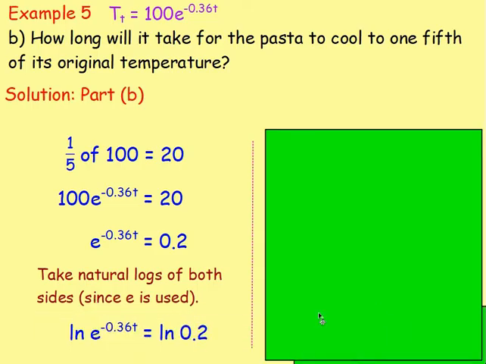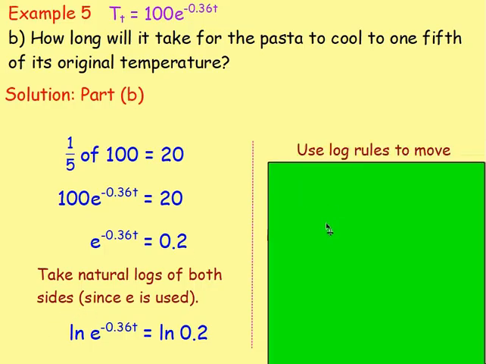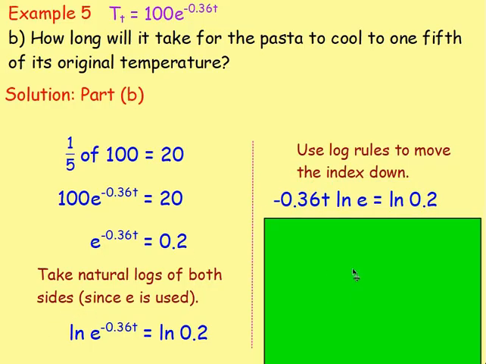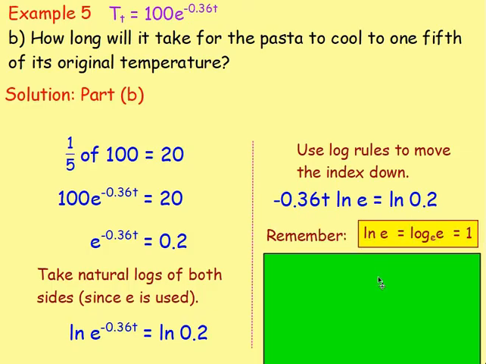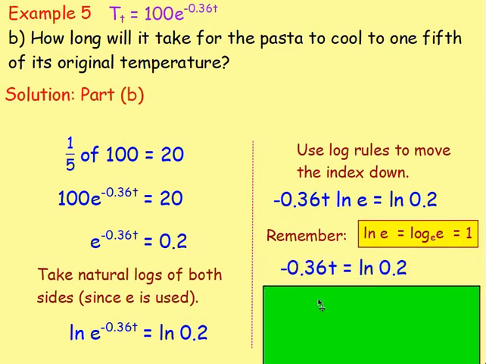So natural logs are going to be ln, so you've got ln e to the power of negative 0.36t equals ln 0.2. The whole point in doing that, taking the logs of both sides, is you can bring this index down using your log rules. So you'd have negative 0.36t times ln e equals ln 0.2. And remember, ln e is just going to be 1. It means log base e of e. From there, this just becomes 1, so you're left with negative 0.36t equals ln 0.2.